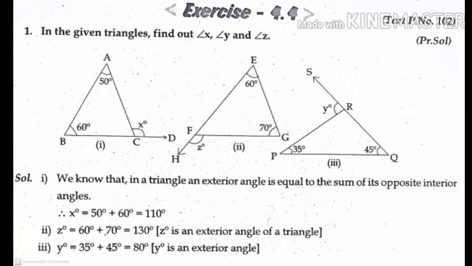Second question, z degree is equal to 60 degree plus 70 degree, that is 130 degree, since z is an exterior angle of a triangle. Third question, y degree is equal to 35 plus 45 degree, that is 80 degree, since y is an exterior angle of a triangle.